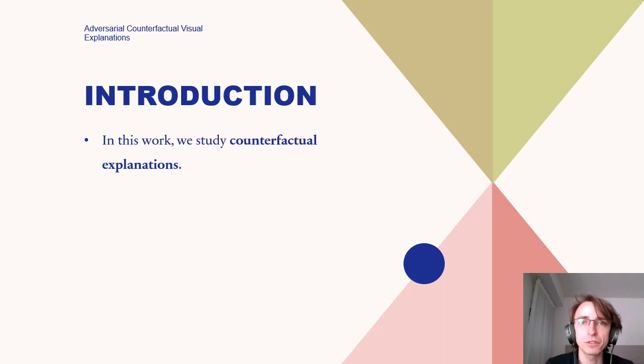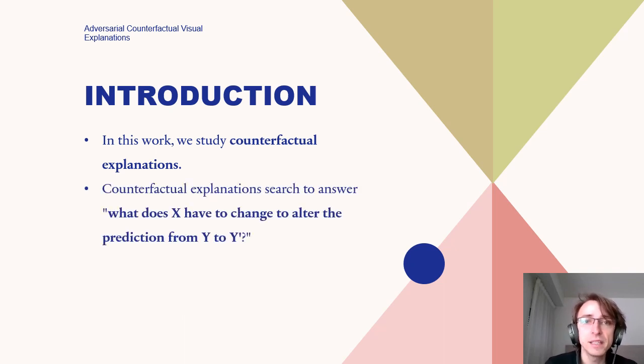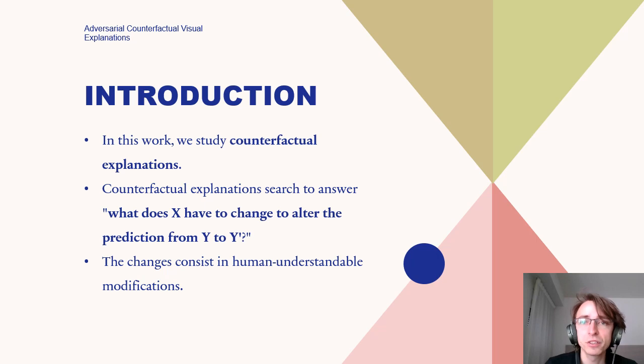In this paper we studied the ongoing branch of explainable AI, counterfactual explanations. These explanations seek to solve the question: what does X have to change in order to alter the prediction from Y to Y prime? Yet, these changes should be human understandable to be able to study them.